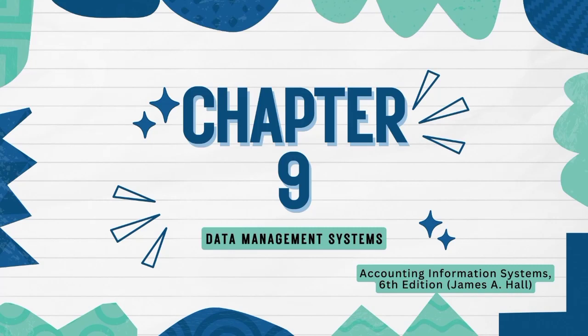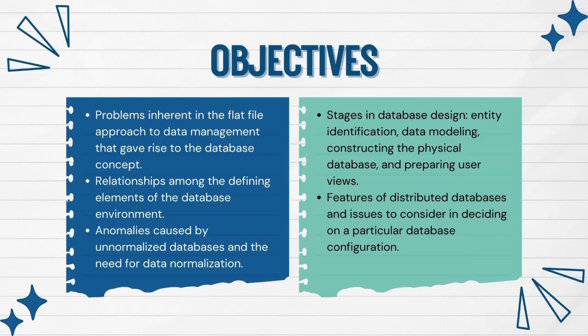Good day everyone. So I will discuss chapter 9 of Accounting Information System, 6th edition by James Hall, which is the data management system. So here are the objectives.